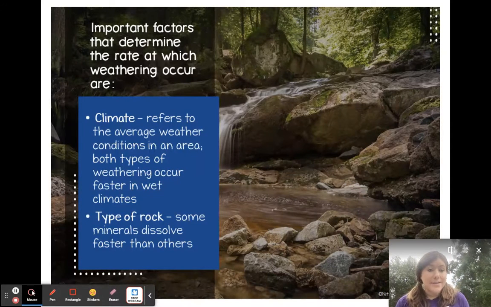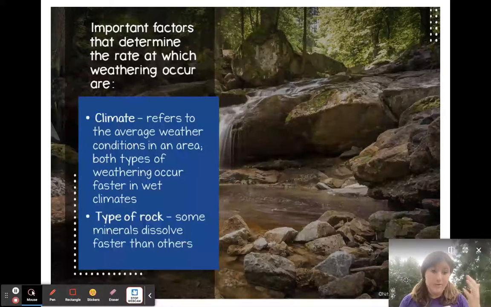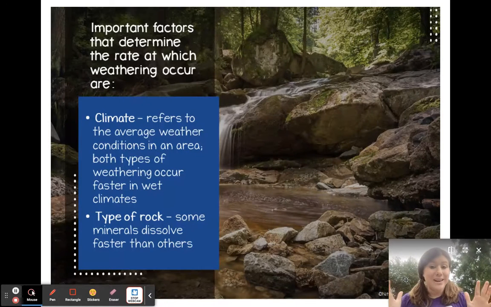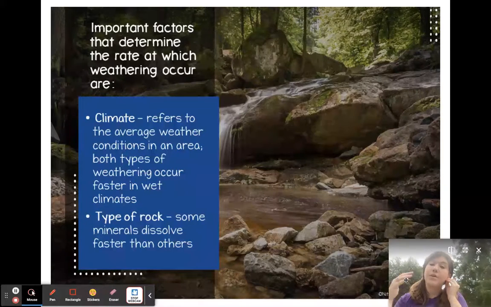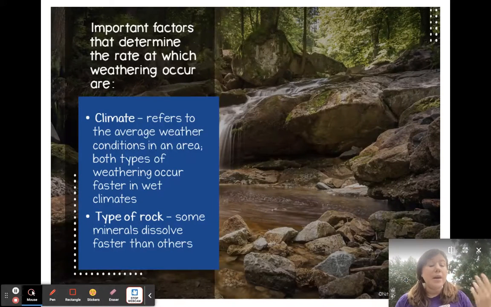So weathering happens at different rates depending on your climate and where you are on the planet. So remember, climate is the overall weather condition of the area. It doesn't have anything to do with the current weather. It's just the general average conditions. So weathering will depend on climate, and it also depends on the type of rock. Some rocks are more resistant to weathering than others.